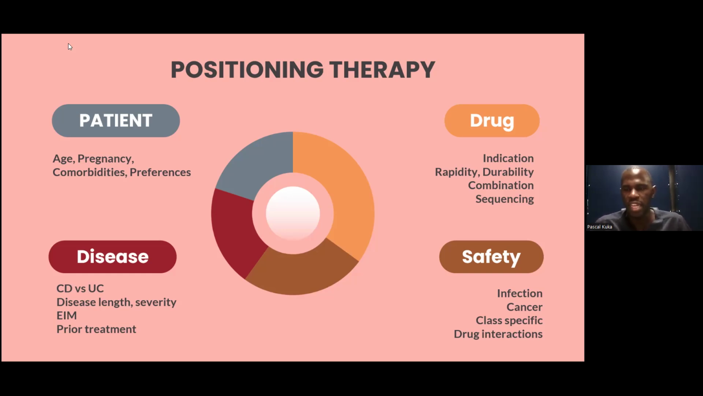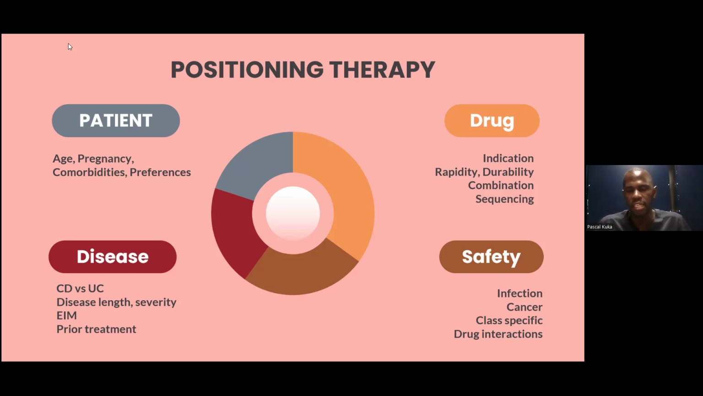And then for the drug, the indication, the rapidity: the small molecules have been shown to be very rapid in terms of modifying your disease and also in terms of improving the symptoms. Some of the small molecules can improve the symptoms within 2 to 3 days of initiation of treatment. So that's something to consider in patients who require rapid resolution of symptoms. And then another key thing is the combination therapy.